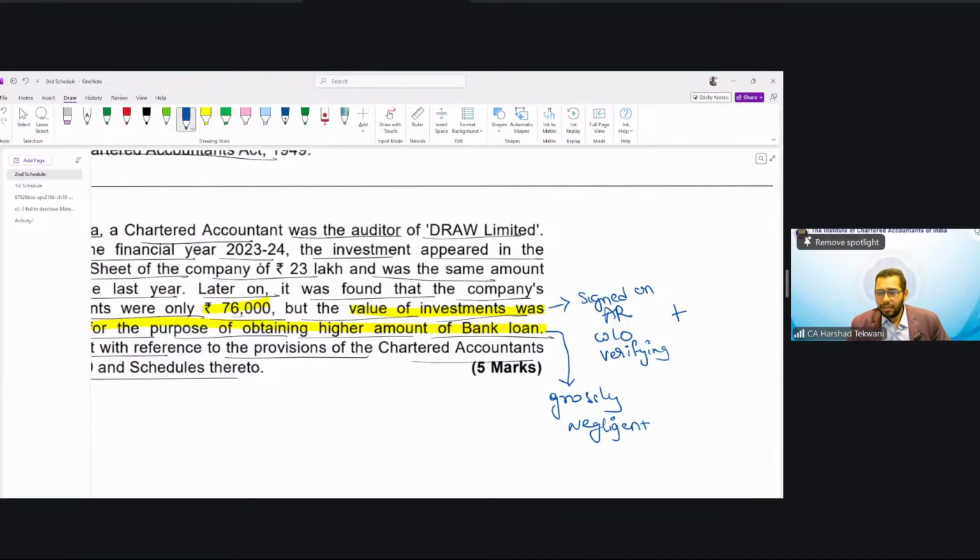So plus, failed to obtain information required for opinion. As a result, these are the clauses that will be applicable. Clause 2, Clause 8, Clause 7 of Part 1 of Second Schedule. Clear?